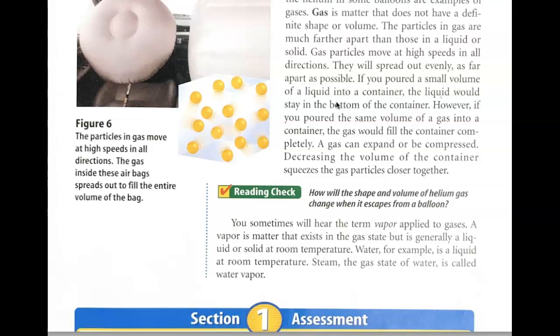If you poured a small volume of a liquid into a container, the liquid would stay in the bottom. However, if you poured the same volume of a gas into a container, the gas would fill the container completely. A gas can expand or become compressed. Decreasing the volume of the container squeezes the gas particles closer together.